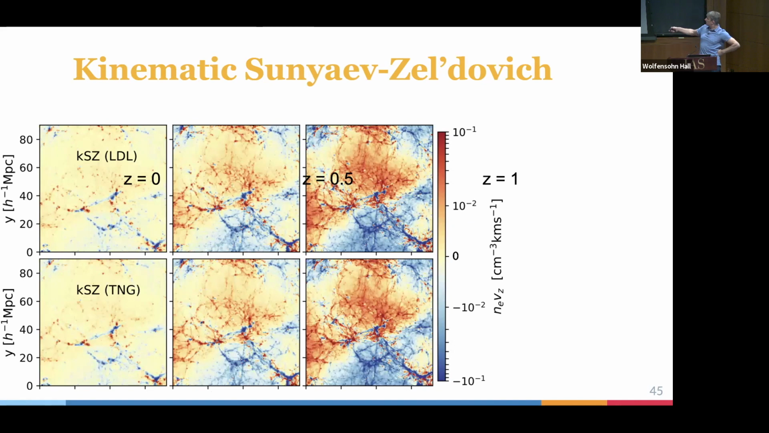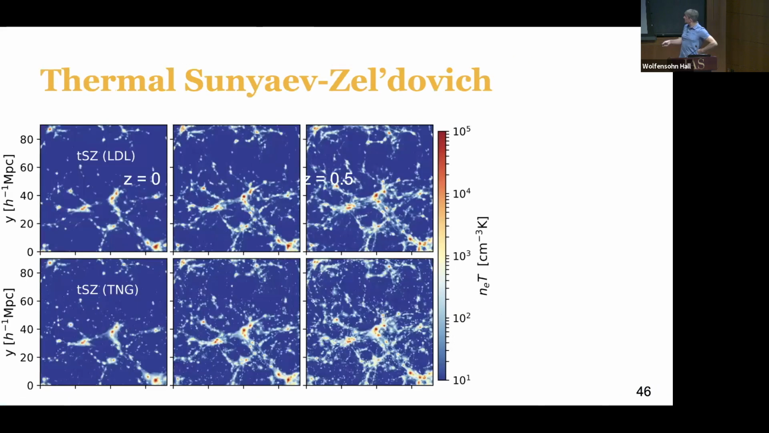KSZ, for example, these are now, KSZ is a velocity times the density, and so you can see these large scale flows, which correlate the structure, but you can also see these filaments due to the density. But again, the agreement is very, very good. And finally, this is thermal Sunyaev-Zel'dovich effect. Again, this is the TNG map, and this is this LDL map.